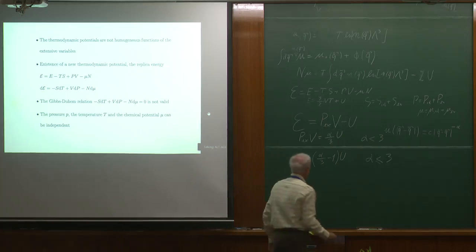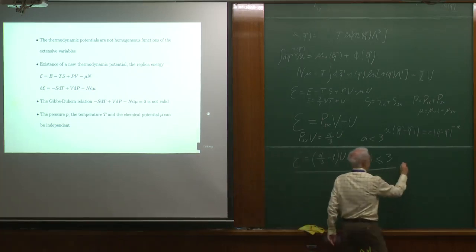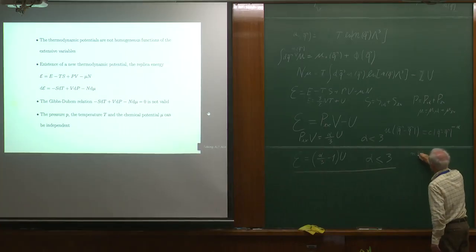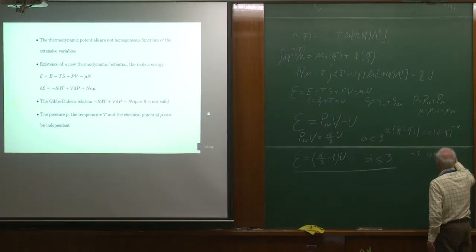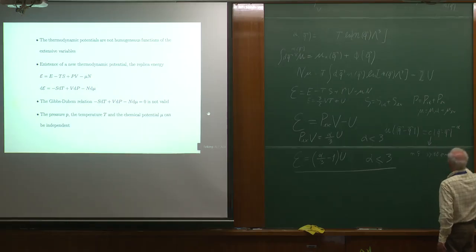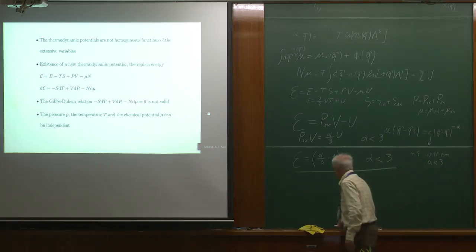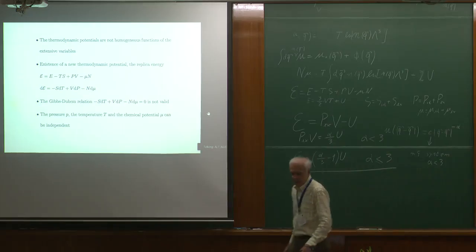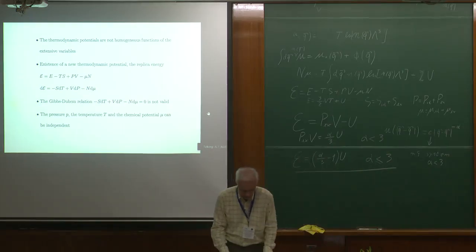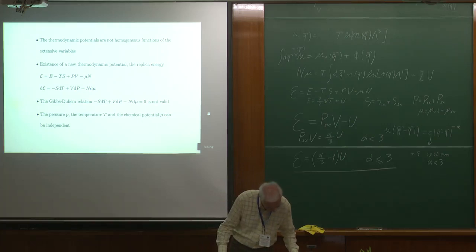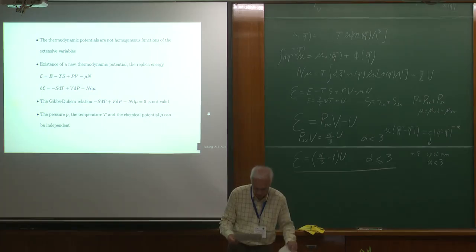So this is a mean field system with this potential here, with alpha less than 3. So a real long-range interaction. These two simple examples show you that really we get the replica energy which is different from 0.